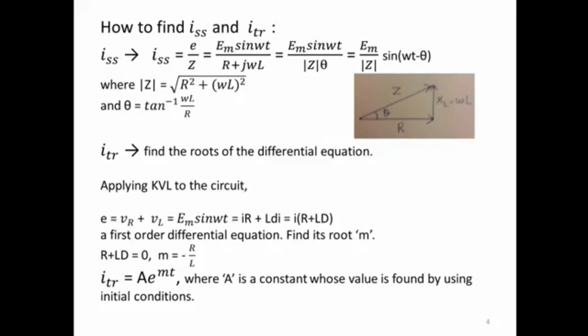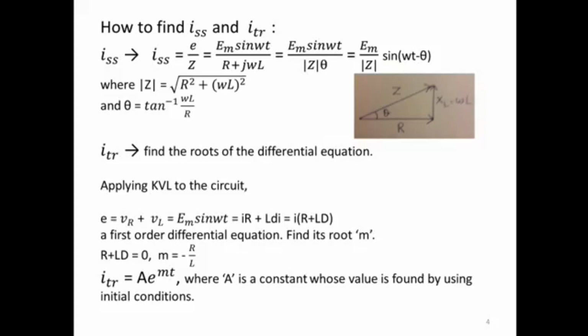Applying KVL to the initial circuit, if you go to our first circuit diagram with the diode, R and L, and you apply KVL, E is equal to voltage across R plus voltage across L. Again here we have neglected the diode drop. And this E, which is Em sin omega t, is equal to iR plus L di by dt. Now here you can see a first order differential equation. What you have to do is to find its root.